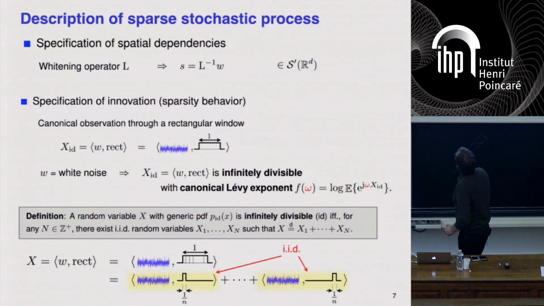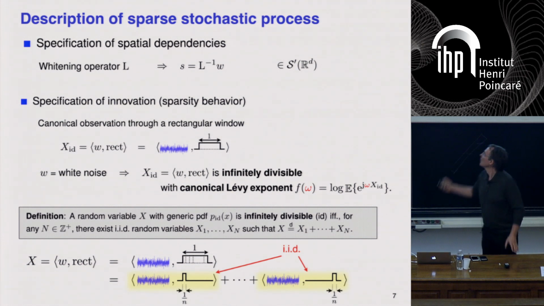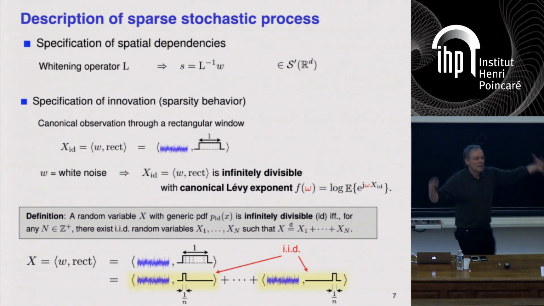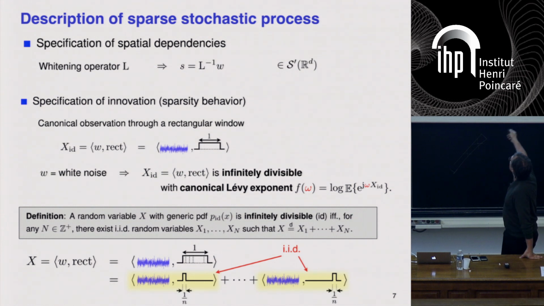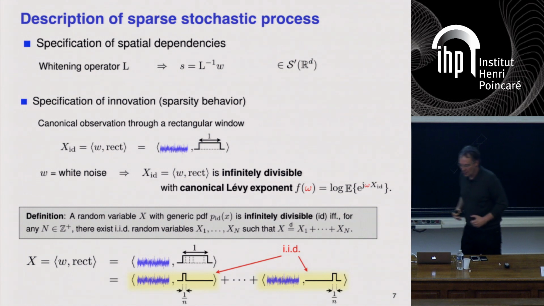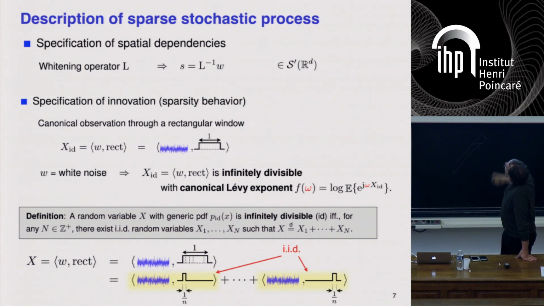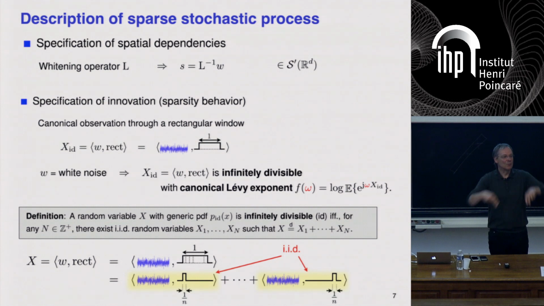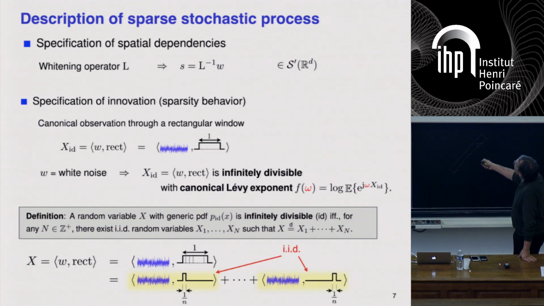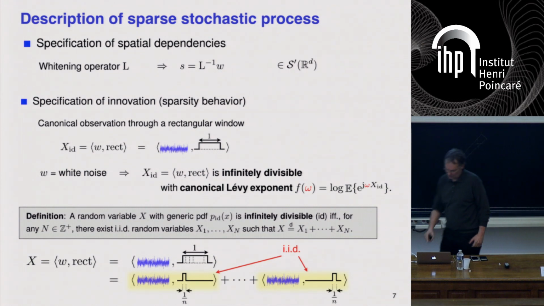Now, what is an infinitely divisible variable? It's a variable that you can split into n pieces, so this random variable x is identically distributed as the sum of n independent variables that are identically distributed. And this must be true for any n. The way you can understand that this creates an infinitely divisible variable is, if you take this rectangle and chop it into small pieces, all those guys are identically distributed because the noise is stationary, and they are all independent because the supports of those small rectangles are not overlapping. Hence this shows that this guy, just by construction, is infinitely divisible.